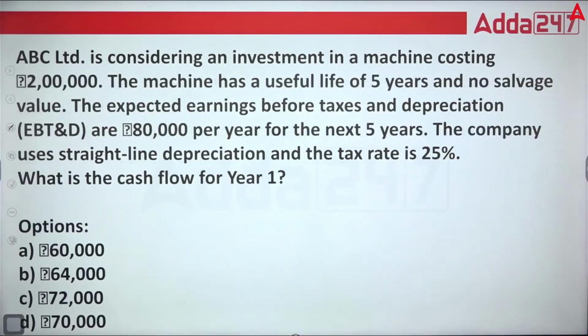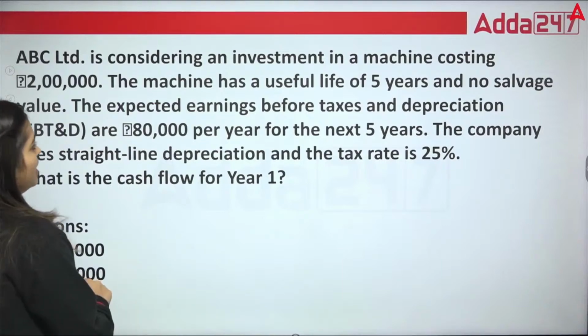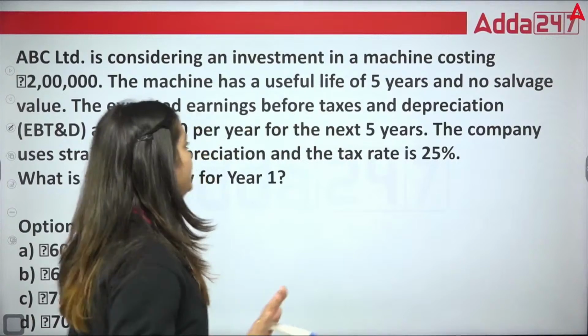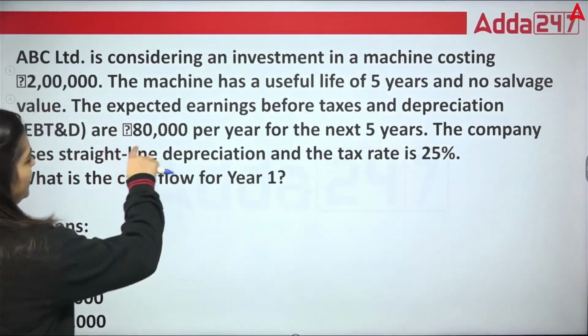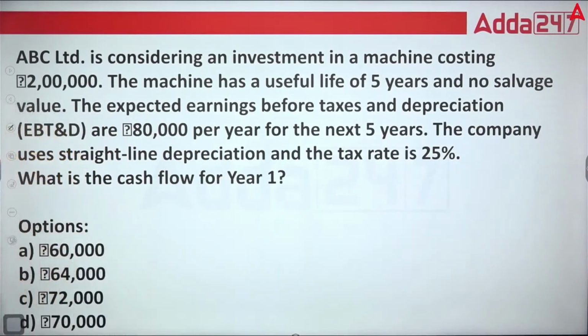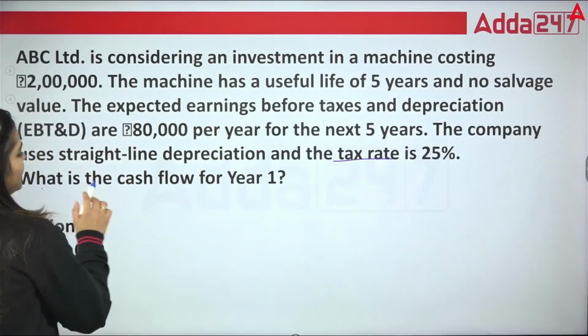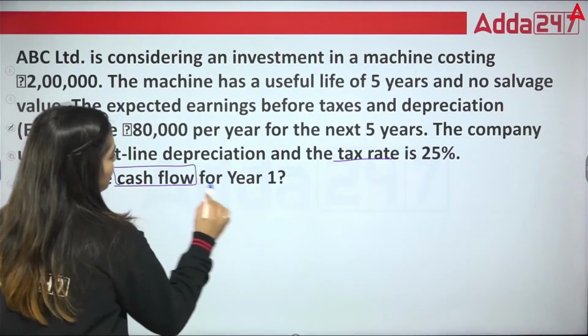Next, ABC Limited is considering an investment in a machine costing 2 lakh. The machine has a useful life of 5 years and no salvage value. The expected earnings before taxes and depreciation are 80,000 per year for the next 5 years. The company uses straight line depreciation and the tax rate is 25%. What is the cash flow for year 1?